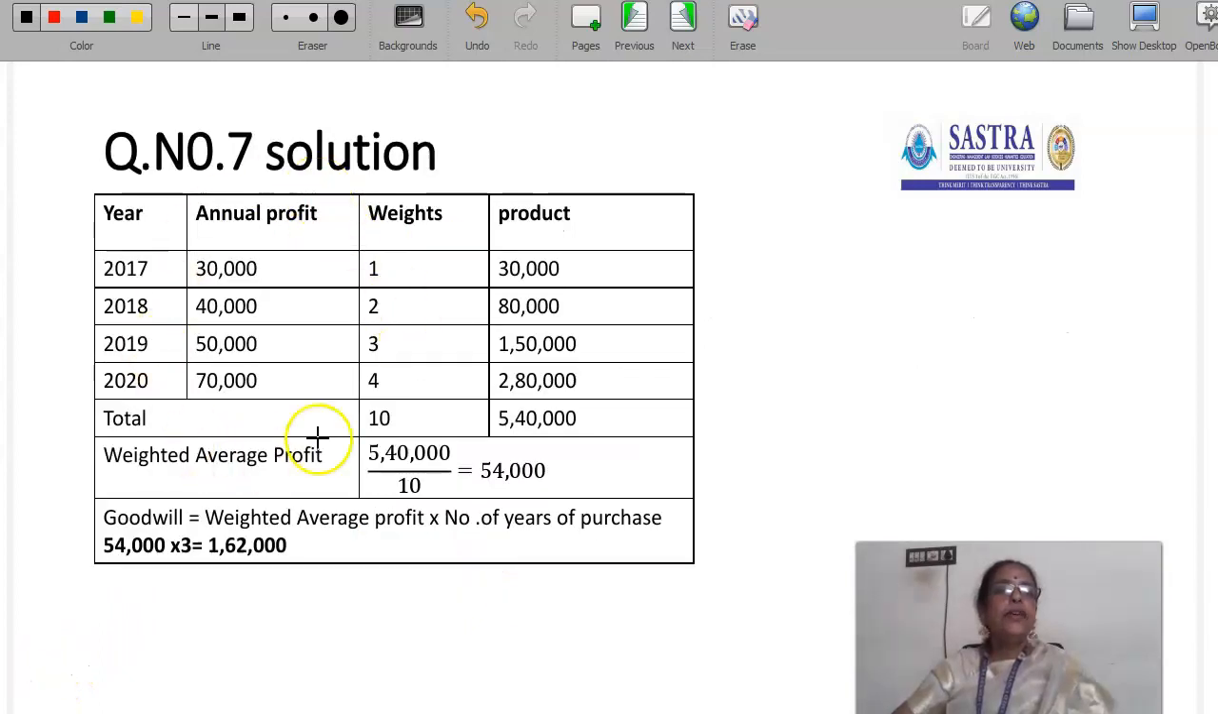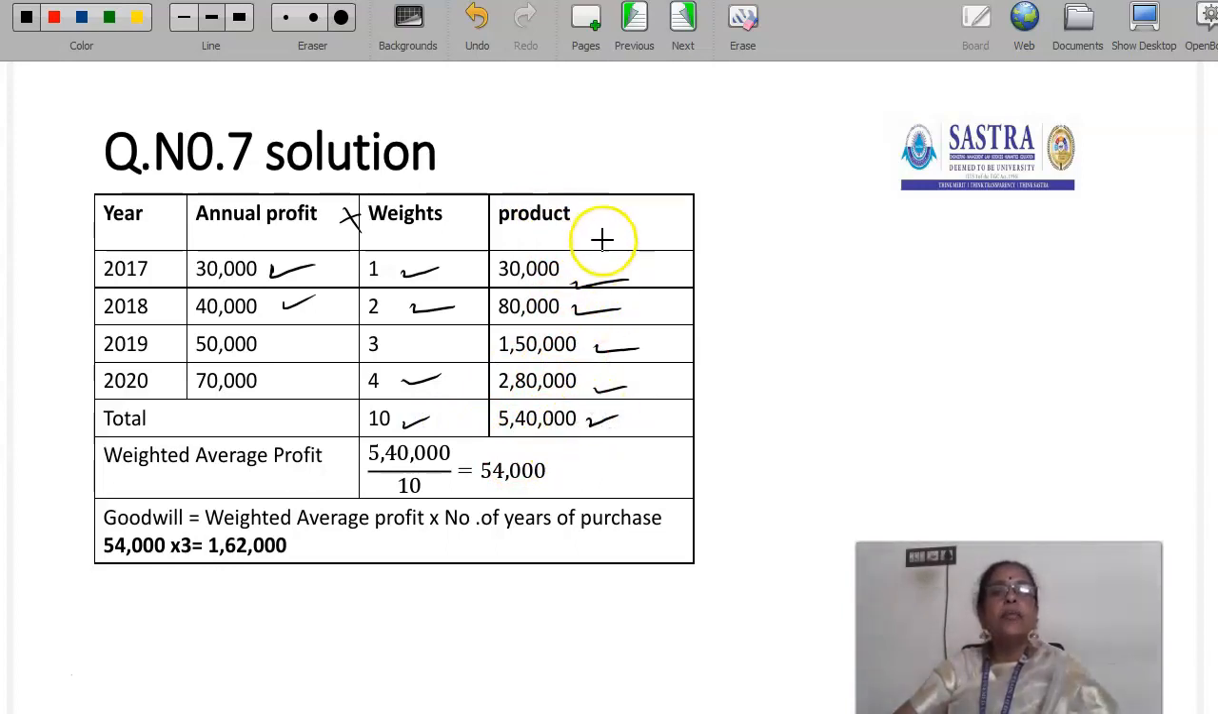This is the solution for the above problem. First year annual profit is 30,000. Weight is 1. We have to multiply annual profit into weight, that is 30,000. Second year profit is 40,000. You have to multiply this 40,000 with 2, that is weight. 40,000 into 2 is 80,000. Third year profit is 50,000. 50,000 into 3 is 1,50,000. Fourth year profit is 70,000. 70,000 into 4 is 2,80,000. The total weightage is 10. Total product, that is sum of weighted profit, is 5,40,000.